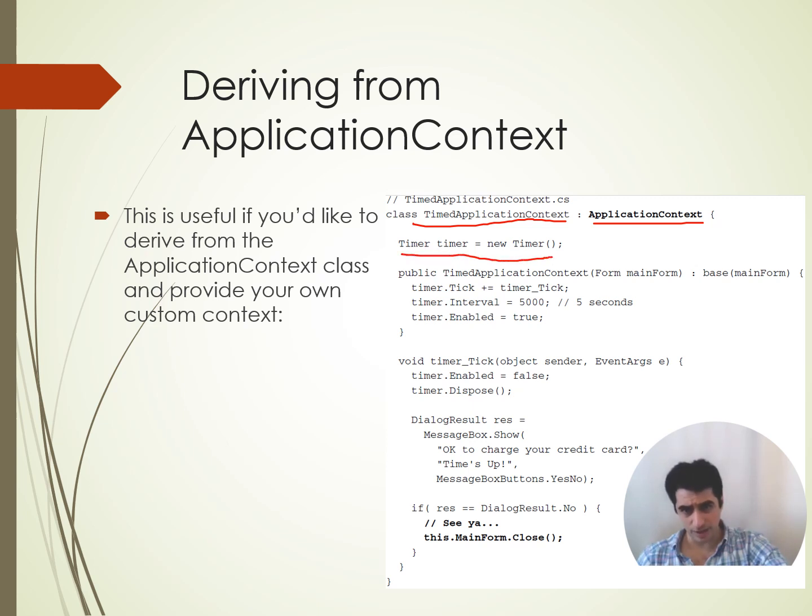And in this subclass, what I have done is create a timer. And basically, I have made sure that the constructor of this application context gets the form that initializes the main form of the application context, which is the base class or the superclass. And also, I have handled the tick event of the timer using a timer tick method, which looks like this. In this one, I have opened a message box, a very simple dialog.